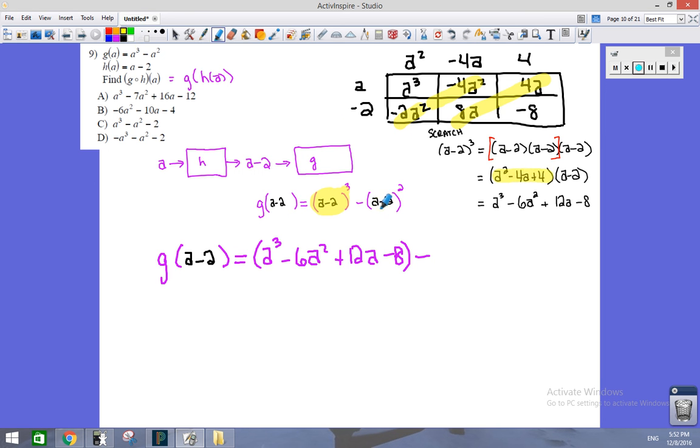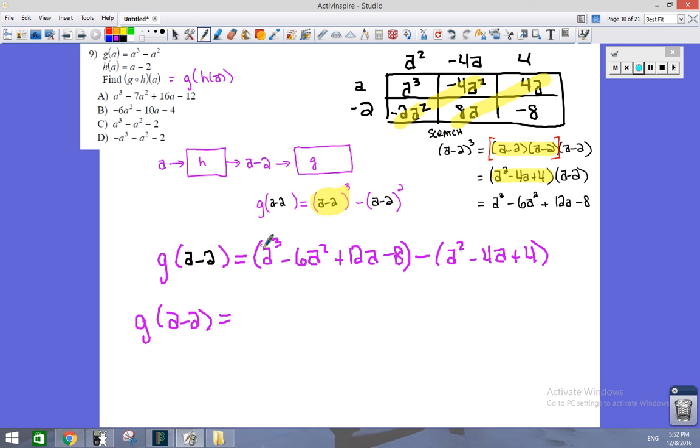I take that back. A minus 2 quantity squared. A minus 2 times a minus 2, we did that in the process of finding this a minus 2 cubed. So we know what the second term is. The second term is a squared minus 4a plus 4. So we're ready to figure out what our final answer is.